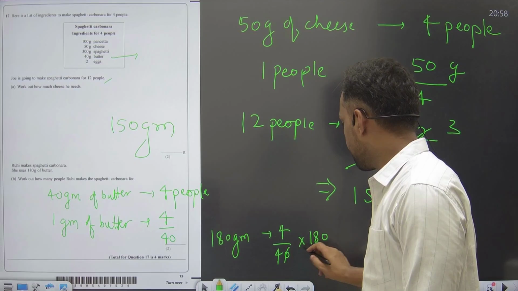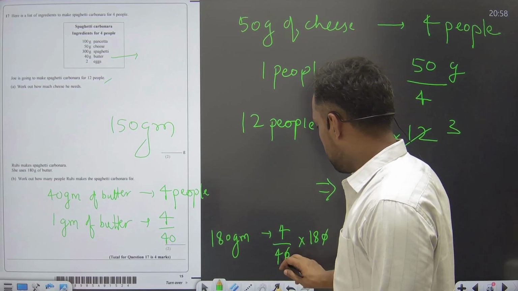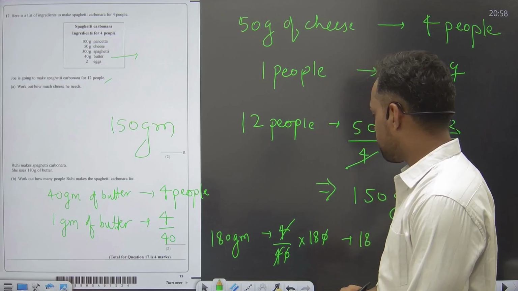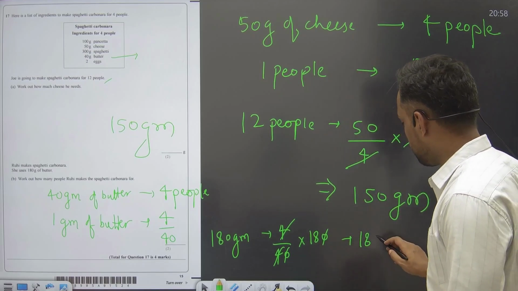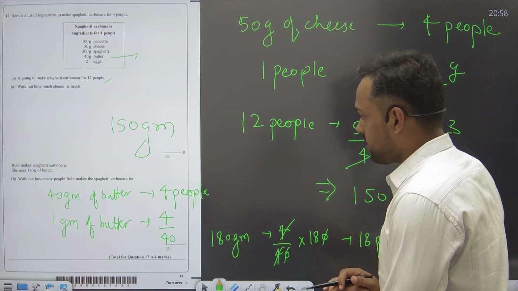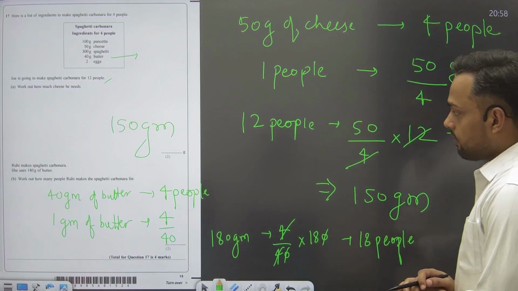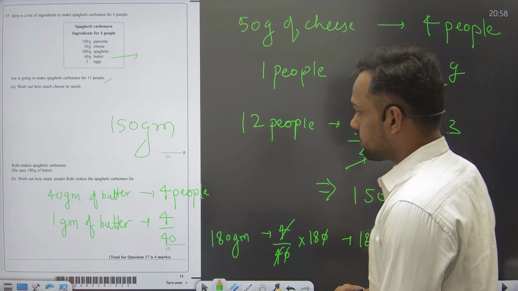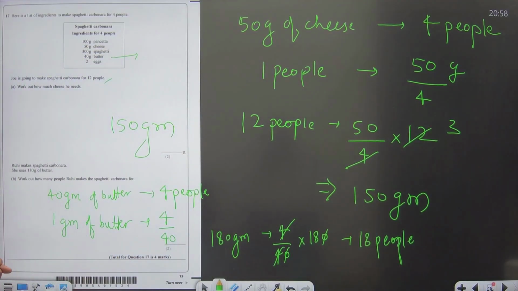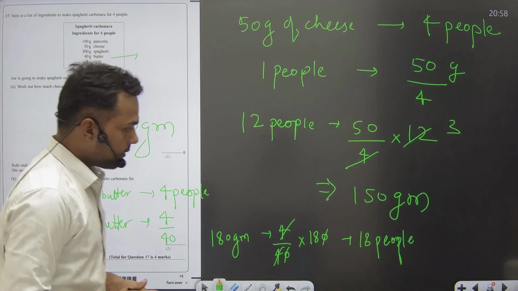Okay, that is 18. 18 people, for 18 people 180 gram of butter will be required, students. Okay, this is the solution. Now we need to move ahead with the next question.